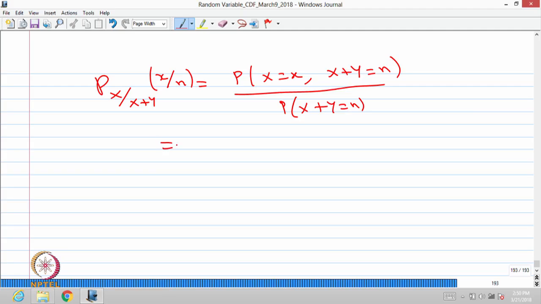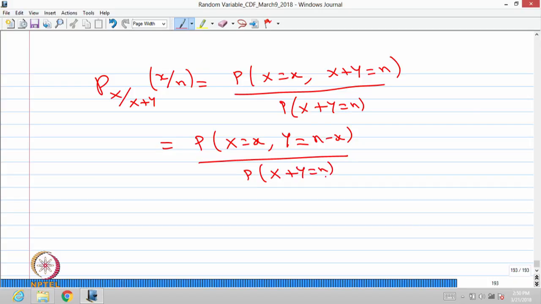That is the same as the probability that X takes a value small x. Since X takes the value x, the other one, Y, is going to take the value n minus x, divided by the probability mass function of X plus Y taking the value n. We already made the assumption that the random variables X and Y are independent. Therefore, the numerator joint probability mass function is the product of the probability mass functions.